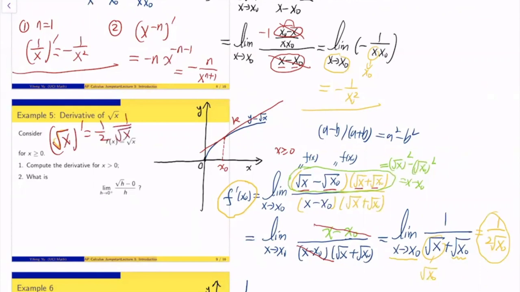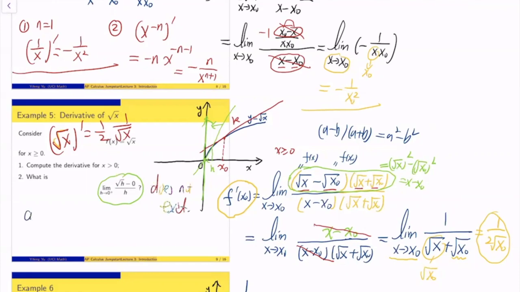Now, let's see what happens at zero. I look at a point h here, look at the slope of this line, and let h approach zero. This gives a tangent line at the point zero. Well, this is vertical, and we know the slope does not exist, or we say the slope is infinity. But anyway, analytically, we expect this limit does not exist.